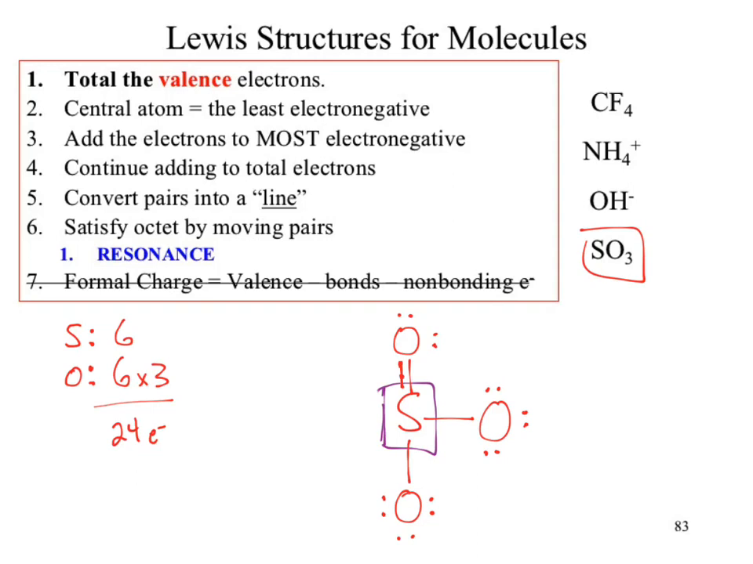This is rule 6.1. We have to satisfy the octet by moving electrons. This is the concept of resonance. I moved the electrons from the topmost oxygen. Did I have to move the electrons from the topmost oxygen? No. There were other sources. I could have moved them from the side oxygen, and I would have ended up with this structure.